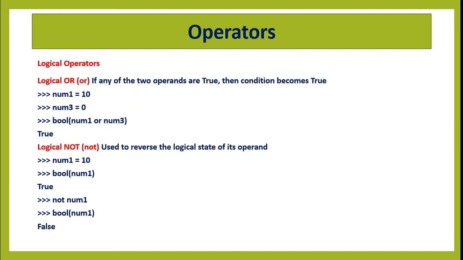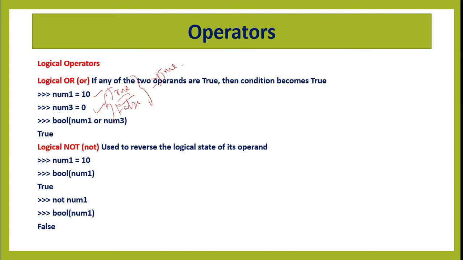So the next one is logical OR. Logical OR means if any of the two operands are true, then condition becomes true. See here, num1 is equal to 10, num3 equal to 0. Then we are using the condition bool of num1 or num3. So num1 is non-zero number, which means this one returns true. Then num3 is equal to 0, which means it is false. Here, one of the condition is true. So the output should be true only. Because this is OR gate, logical OR.